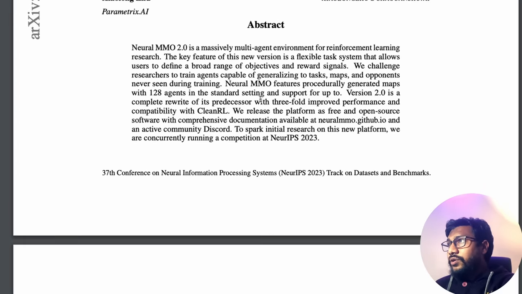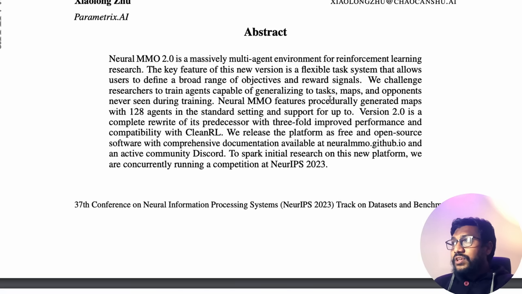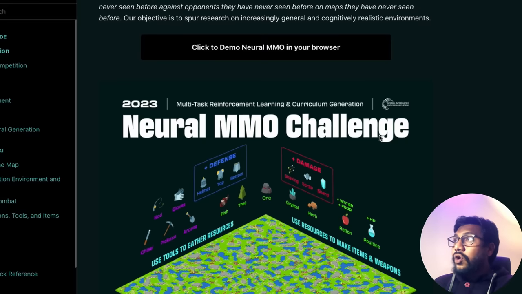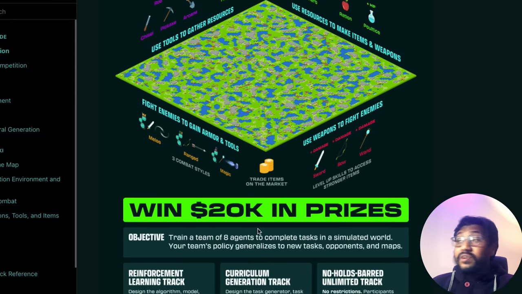If you see this particular paper, Neural MMO features procedurally generated maps with 128 agents in the standard setting and support for up to more. Version 2.1 is a complete rewrite of its predecessor with a threefold improvement and compatibility with CleanRL. Basically the idea is to train agents capable of generalizing to tasks, maps, and opponents that were not seen during training. As part of this paper, they're also running a contest where you can win prizes up to $20,000.